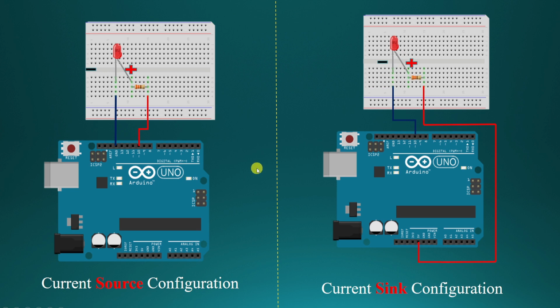We always have confusion about which one should be preferred and why these two are different. So the practical approach is that if multiple LEDs will be connected to the Arduino, all should be connected using the current source configuration.